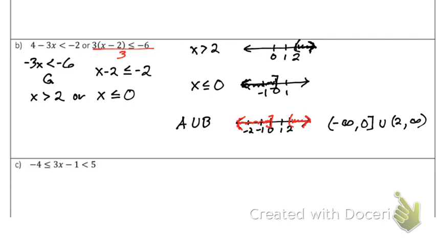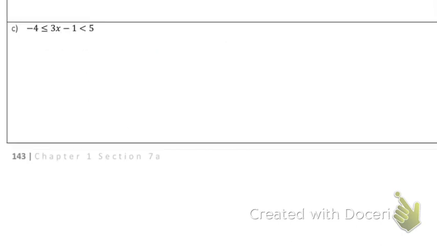All right, last one. This is an AND statement. It is saying negative 4 is less than or equal to 3x minus 1 and 3x minus 1 is less than 5. But rather than breaking this up and putting it into an AND statement, I'm going to solve it as is. We're going to solve it all at once. We just normally have to get x all by itself on one side. In this case, we're going to get x all by itself in the middle. And the two right and left sides are going to become your numbers.